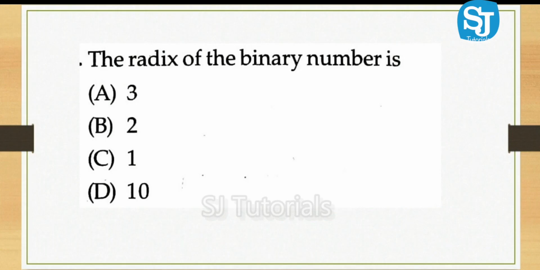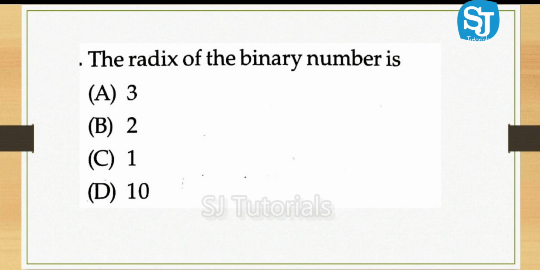So the next question is, the radix of the binary number is dash. What is the radix of a binary number? What is radix? A radix or base is the number of symbols used in a number system. In the hexadecimal number system, it uses 16 symbols. So the base is 16 or the radix is 16. In the octal number system, it uses 8 symbols, that means 0 to 7. So its radix is 8.